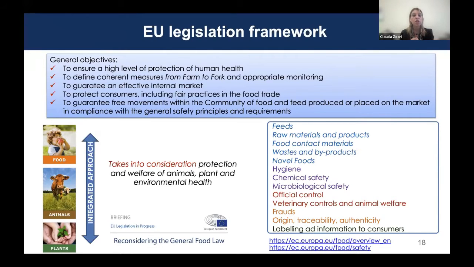It takes into consideration several aspects by applying an integrated approach covering together food, animals, and plants in order to ensure the protection and the welfare of animals, plant, and environmental health, besides human health. So everything is considered as a whole system, and it deals not only with food per se, but also with feeds, raw materials and products, differentiating between them, food contact materials, wastes and byproducts, novel food, hygiene aspects, chemical and microbiological safety, official controls, veterinary controls and animal welfare, food fraud, origin, traceability and authenticity of food, labeling and information to consumers.